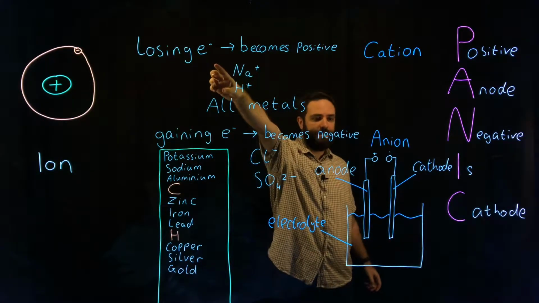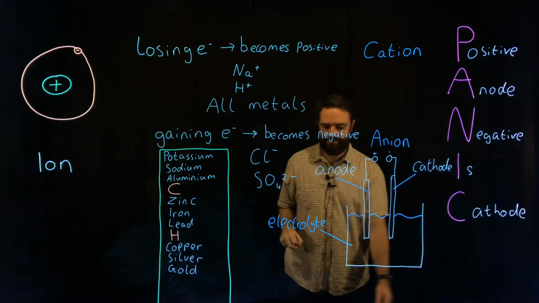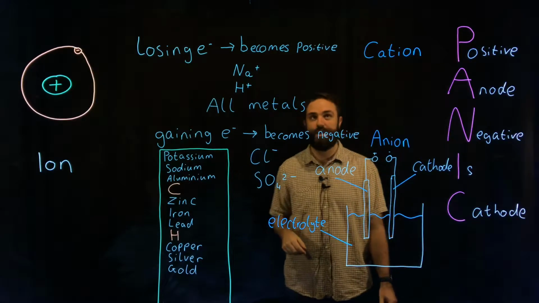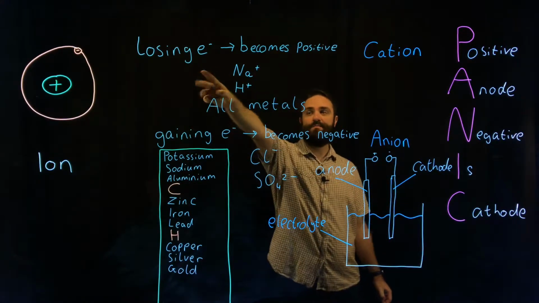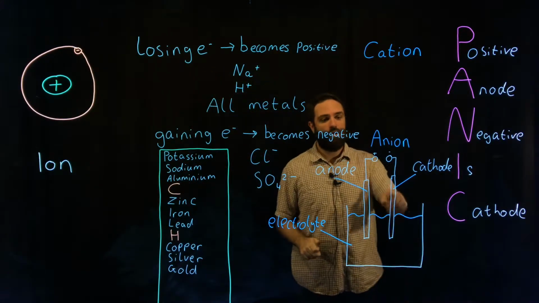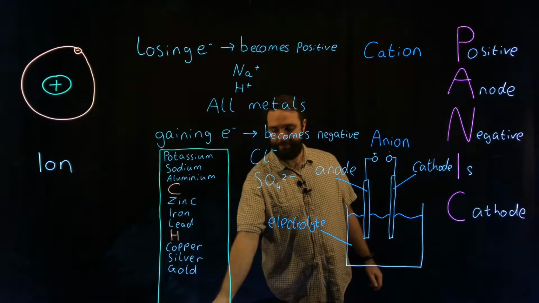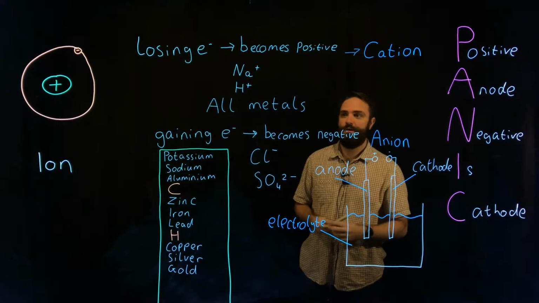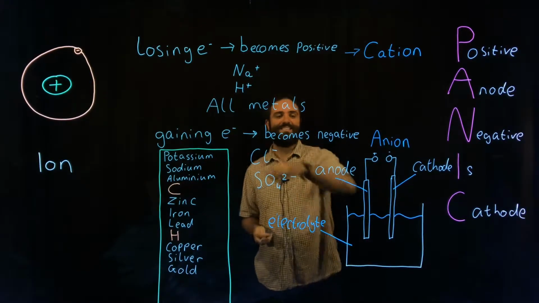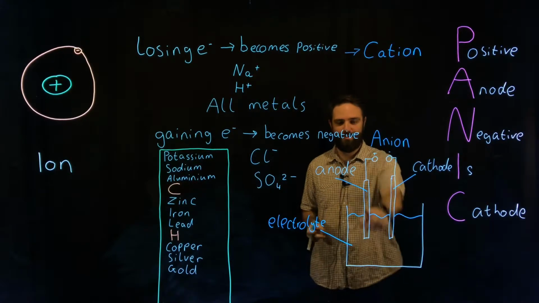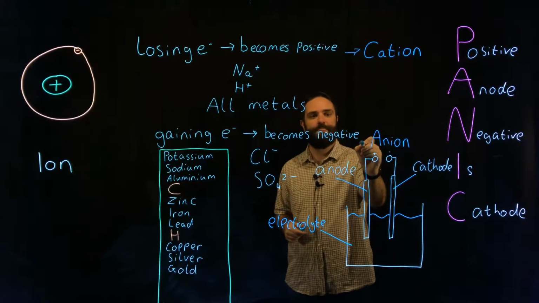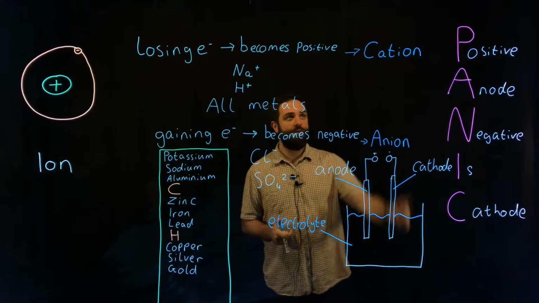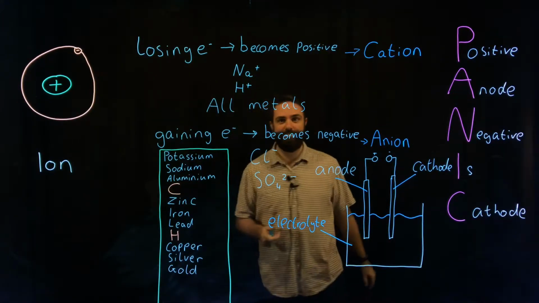So if positive ions are attracted to the negative electrode, we name them based on which electrode they are attracted to. So our positive ions are attracted to the cathode, so we give them the name cations. Negative ions are attracted to our anode, so we give them the name anions. If you're having trouble remembering which ones they are, cats make you feel positive.